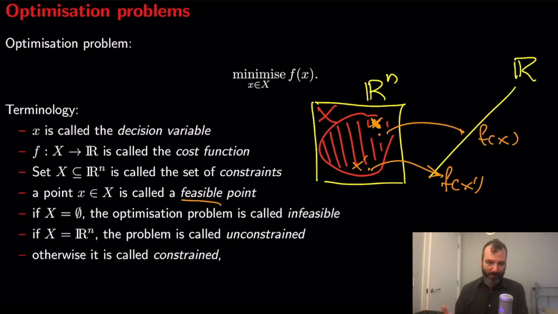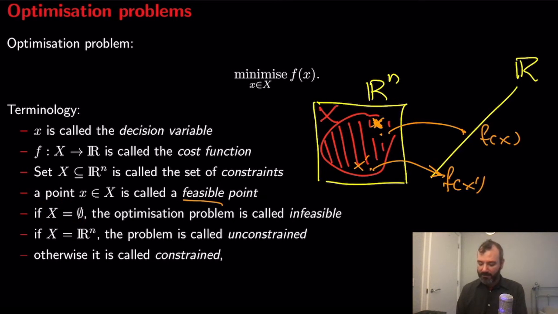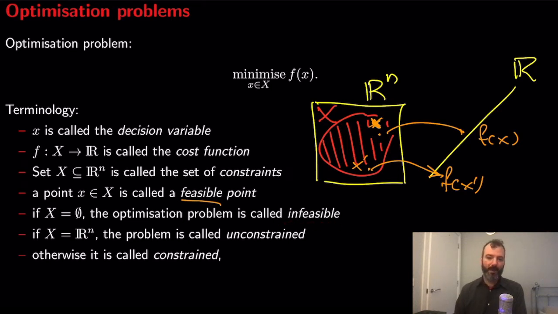In pathological cases, really, this set big X can be empty. In this case, we say that the problem is infeasible. Our problems should not be infeasible. And there is the case where X is Rn. This is telling you actually that you can go anywhere you like. There are no limitations, no constraints whatsoever. And such problems are called unconstrained. So if x is Rn, the problem is unconstrained. Otherwise, of course, needless to say, it is called constrained. So these are just some definitions around optimization problems.